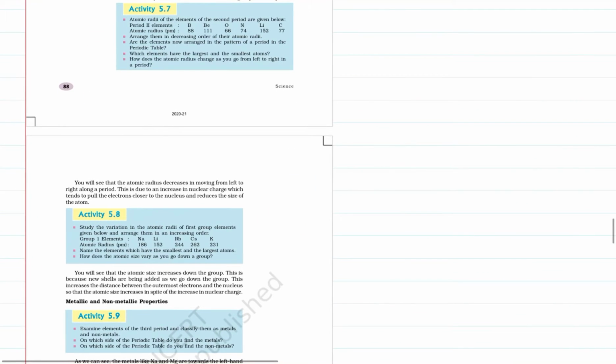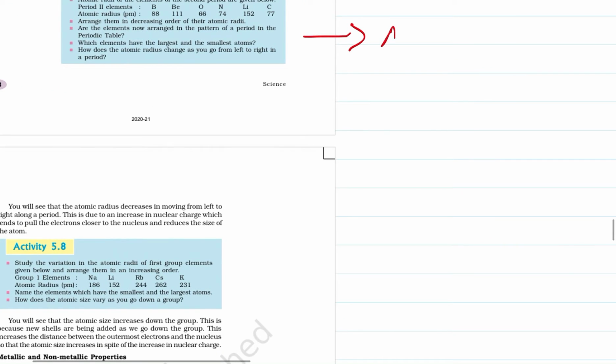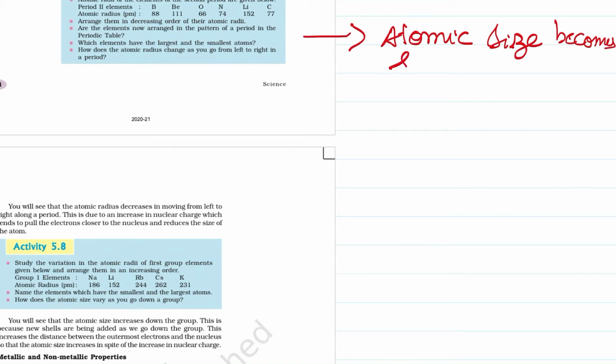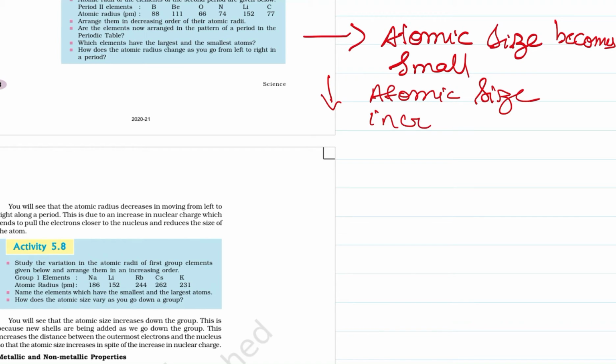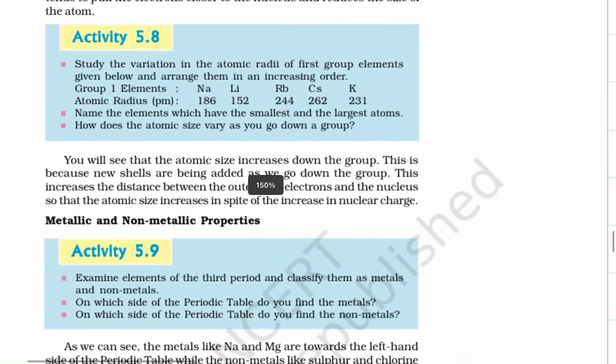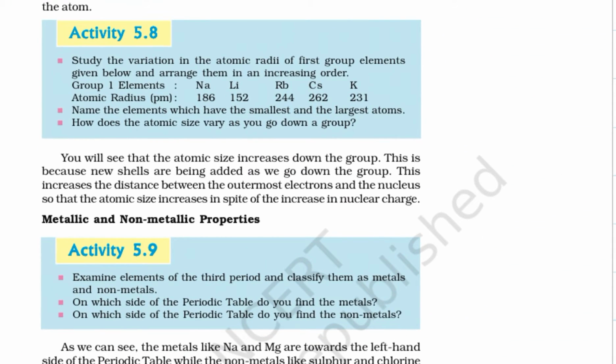So when you go from left to right, atomic size becomes small, and as you go from top to bottom, atomic size increases. You will see that the atomic size increases down the group.